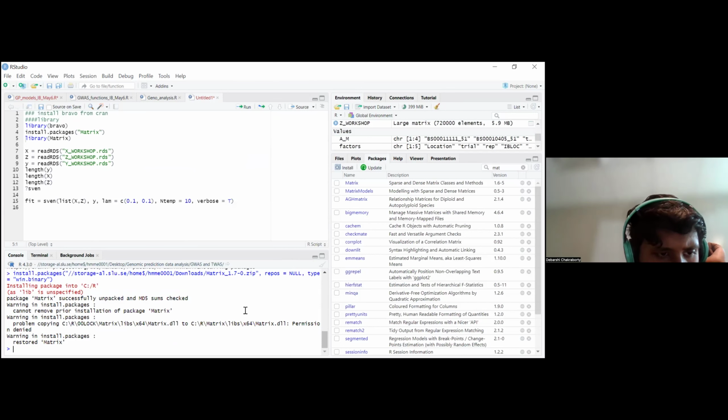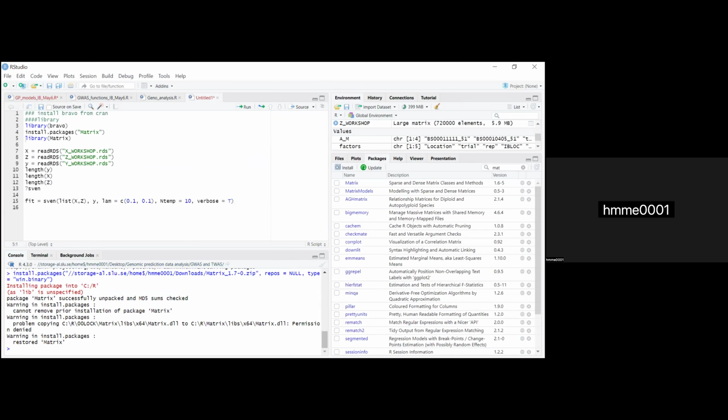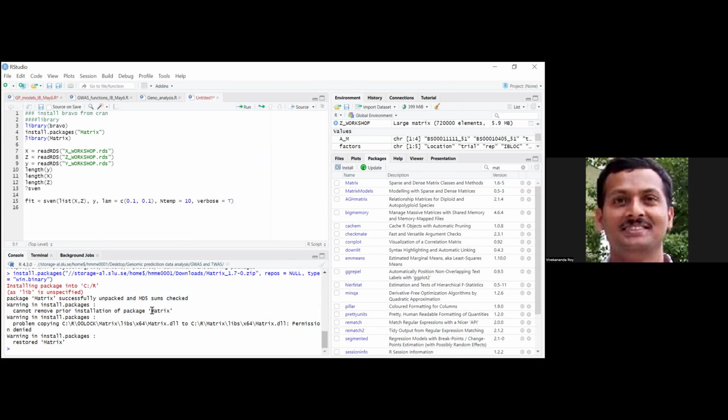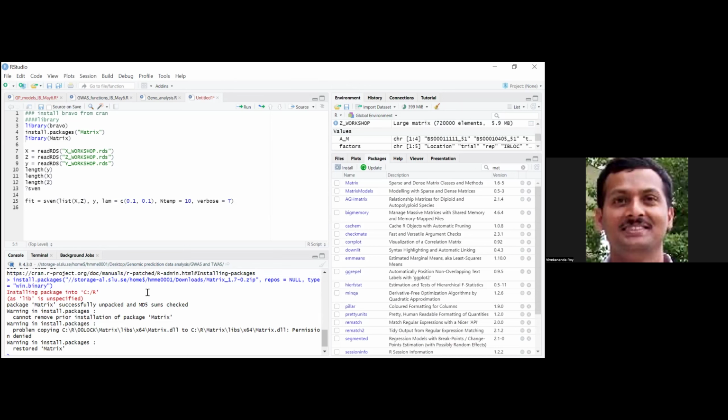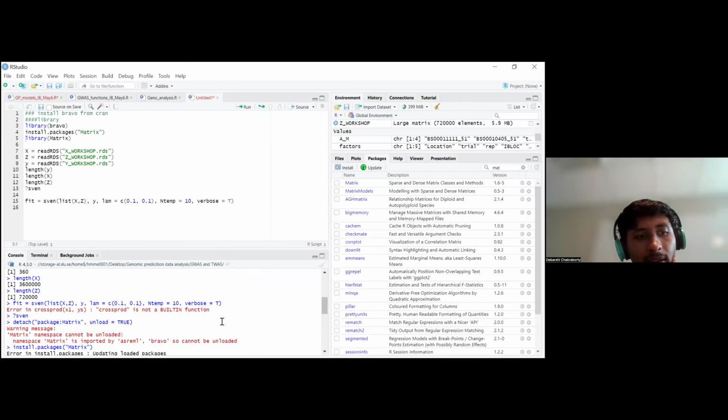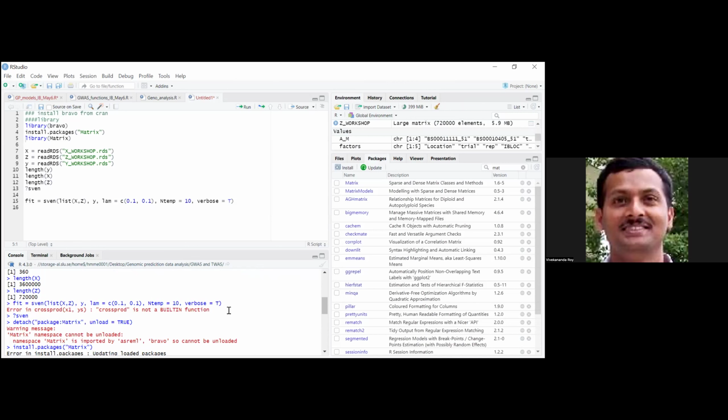It seems there is some problem because it can't remove the older one. Oh, I see. Can you tell me what the error is? It says it cannot run the function crossprod. Crossprod x1y. Okay, so that means it's the sparse matrix, so maybe the Matrix package.